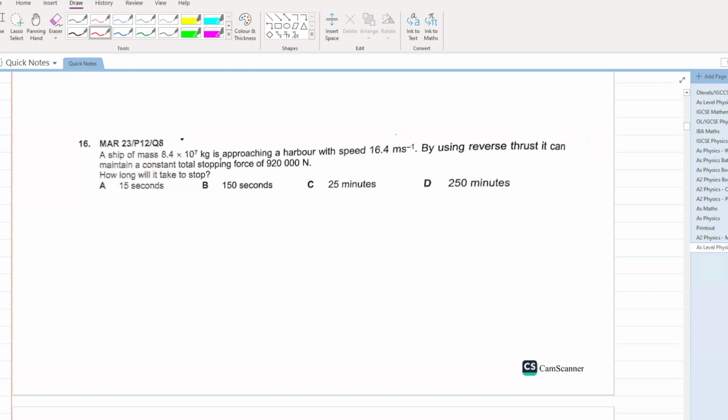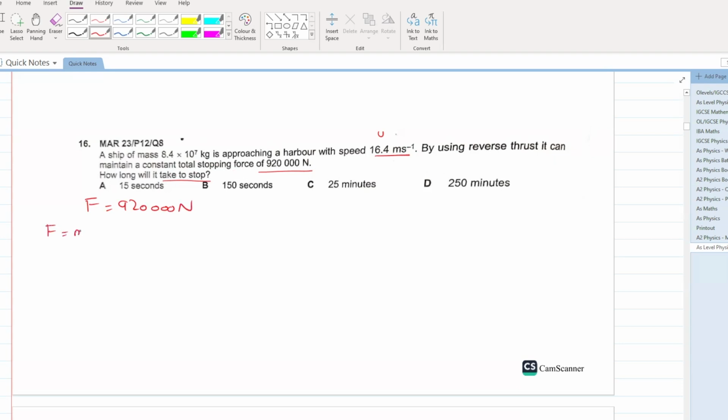Let's see this. A ship of mass 8.4 times 10 to the power of 7 kg is approaching a harbor with a speed of this. This is your initial speed. By using reverse thrust, it can maintain a total stopping force of this. How long will it take to stop? Your resultant force is 920,000 Newton. Your mass is this. What will be your deceleration?